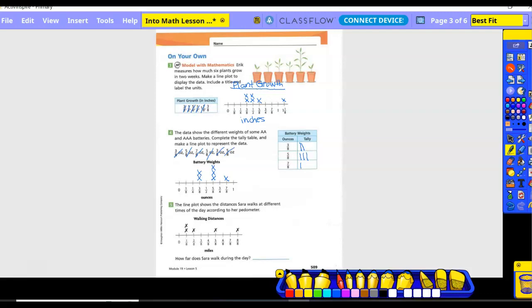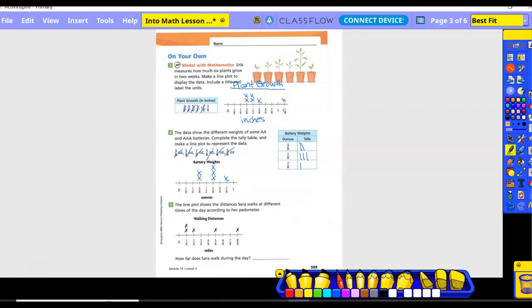Okay, number 5. They gave us the line plot. Already have the title, already have the X's on it, but they want us to tell them. The line plot shows the distances Sarah walks at different times of the day, according to her pedometer. How far does Sarah walk during the day? So what are we going to do? Do they want to know all of what those X's represent? Do they want to know what the furthest minus the least amount of distance is? What do they want to know? They want to know all of them, right?